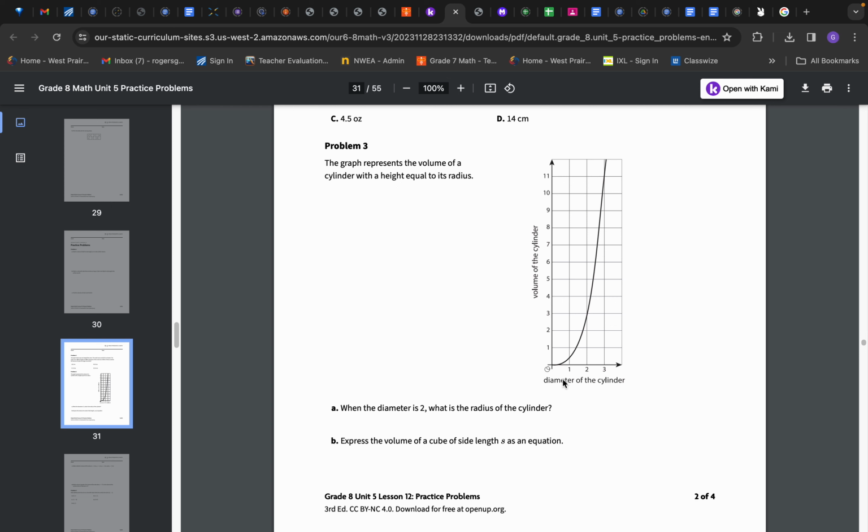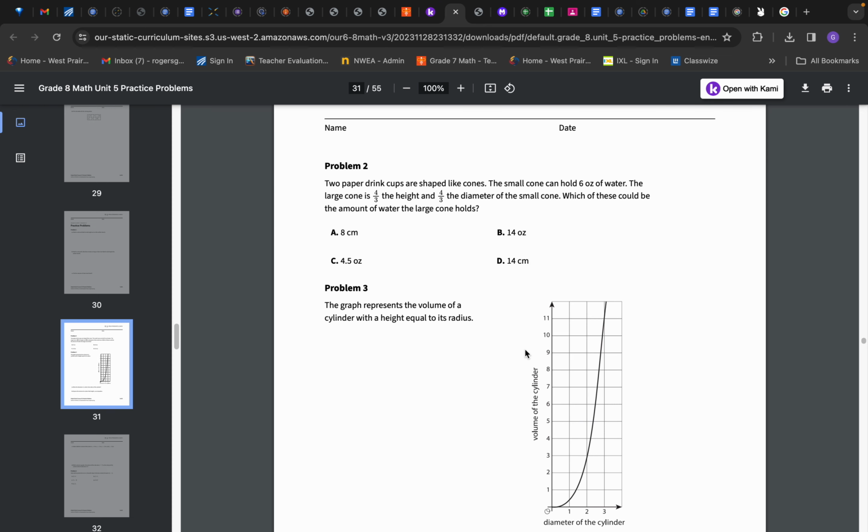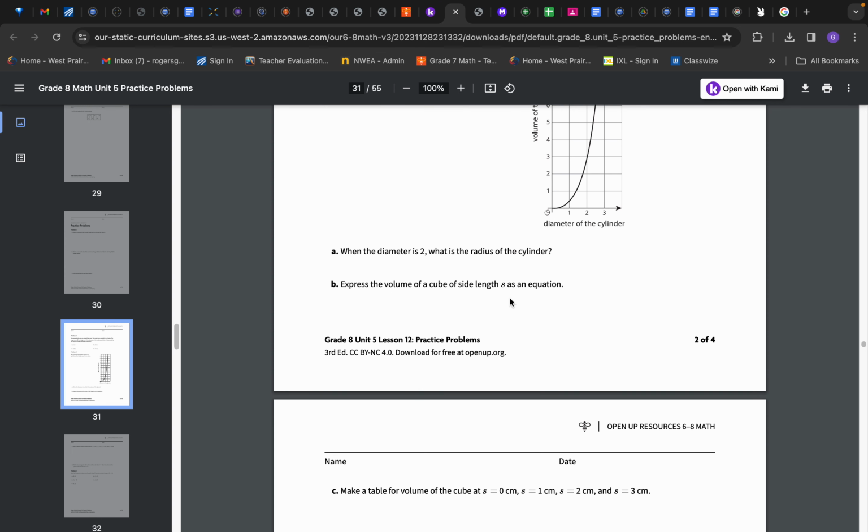The graph represents the volume of a cylinder with a height equal to its radius. Express the volume of a cube, the side length S, as an equation. This is kind of weird. I don't even know why they give us all this graph and everything. Maybe it's because of C and D. I was going to say we didn't even need the graph for A and B. But either way, for B, it's going to be S times S times S, or S to the third. That's how you find the volume of a cube.